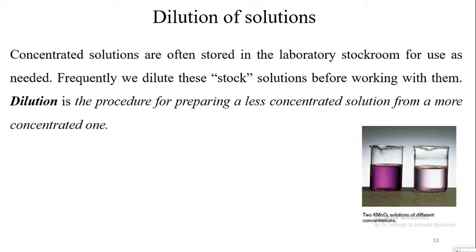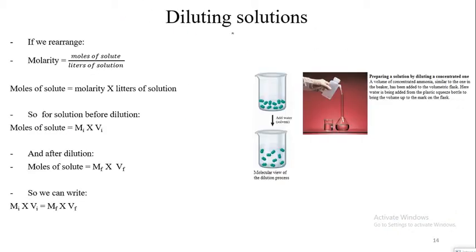Moving from this, we will move to diluting our solution. Usually in the laboratory stockroom, we use what is called a stock solution. A stock solution is a very highly concentrated solution. Before working with our experiment, we usually do what is called dilution. We dilute our concentrated stock solution into a less concentrated solution. When I prepare a diluted solution, I should keep in mind that the number of moles doesn't change during dilution. So the number of moles in my first concentrated stock solution didn't change when I diluted my solution.